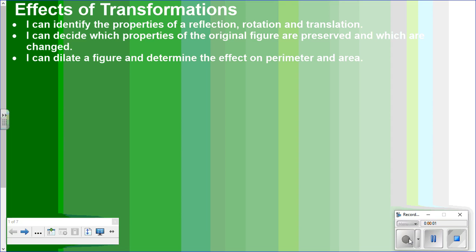In this lesson, we'll be discussing the effects of transformations. By the end of the lesson, you should be able to identify the properties of a reflection, rotation, and translation, and decide which properties of the original figure are preserved and which are changed. You should also be able to dilate a figure and determine the effect on perimeter and area.